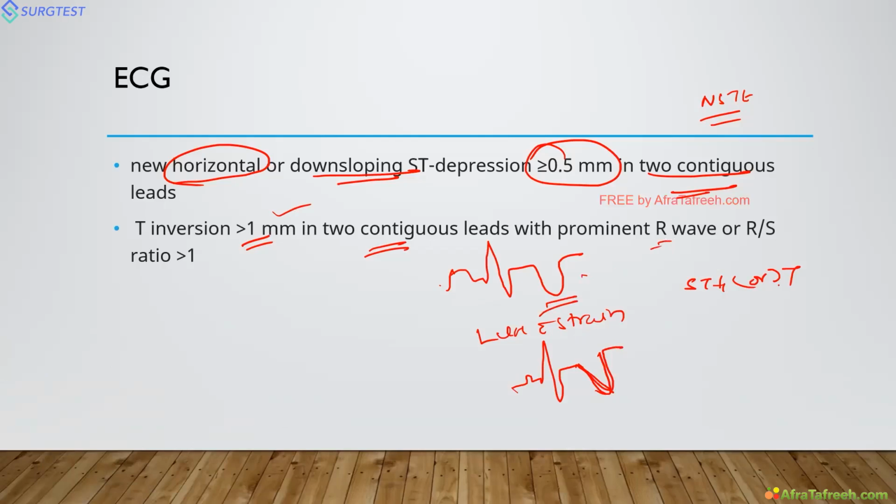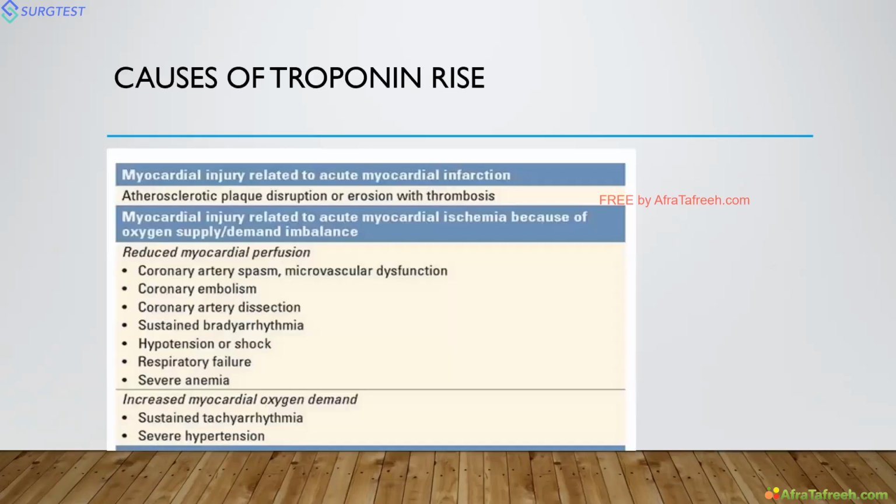Then after ECG, we have to go for troponin. Actually, we already discussed. Troponin T negative, it is unstable angina, and troponin T positive, it is NSTEMI. So whenever troponin T is positive, it can be positive due to a variety of reasons. So this is very important. It's not only positive in myocardial diseases. There are also non-cardiac causes of troponin rise.